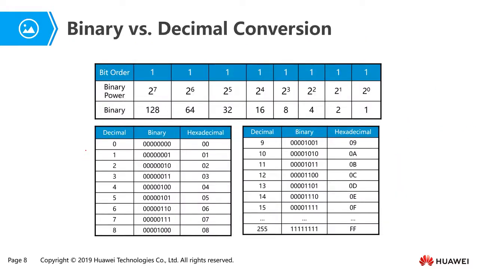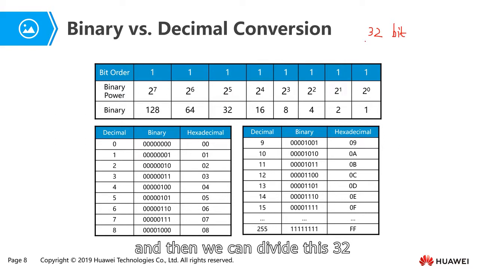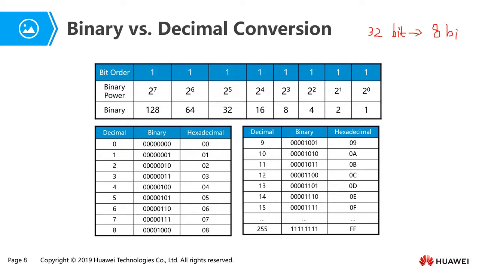And then in the IP address, we use 32 bits, 32 binary bits. We can divide this 32 into 4 parts. Each part is 8 bits. This is just 1 byte, and 1 byte has 8 bits.